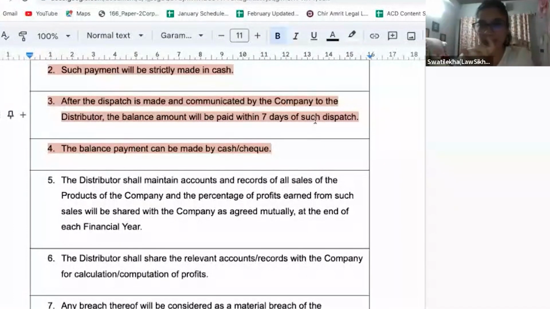Here, very small thing to observe. Here the company also has an obligation. Can anybody call out what is the obligation of the company in this third point? There's not only an obligation on the distributor, there's a very small obligation on part of the company, the communication. Exactly.